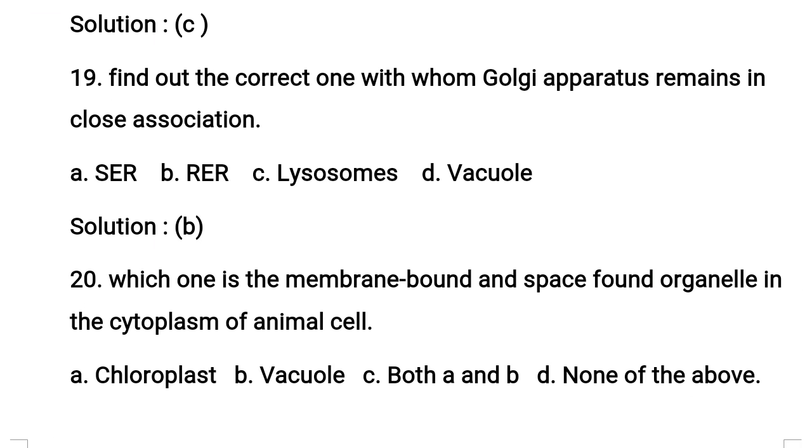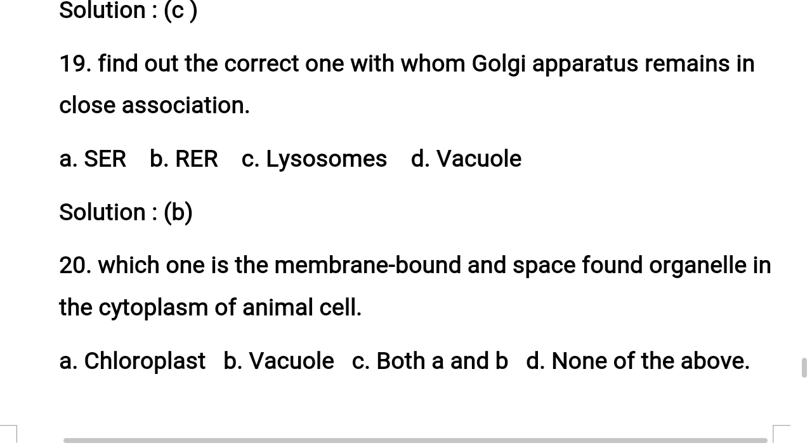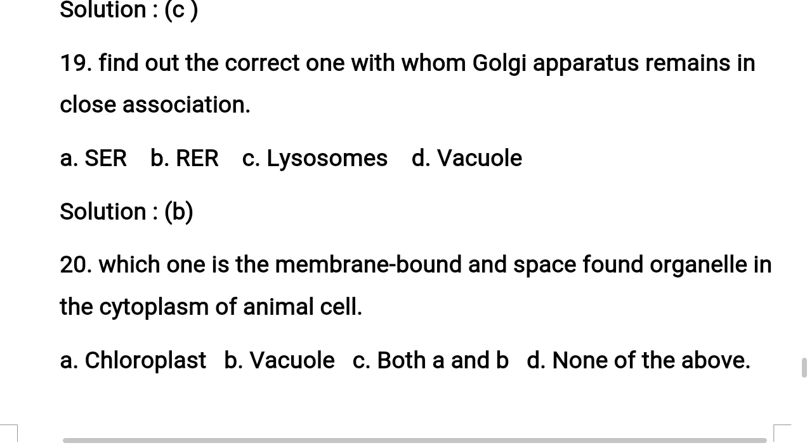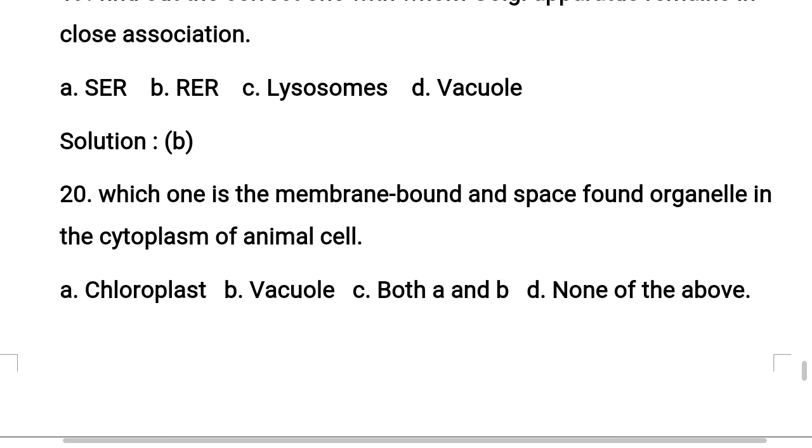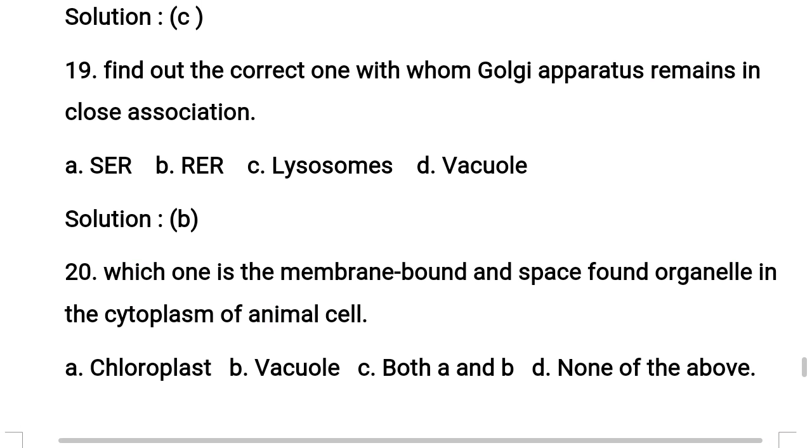So next, 19th question. Find out the correct one with whom the Golgi apparatus remains in close association. So this is also very important. Please make a note. Let's see the options. First of all, A: SER, smooth endoplasmic reticulum, B: RER, rough endoplasmic reticulum, C: lysosomes, D: vacuoles. So the correct answer for this question is option B, RER, rough endoplasmic reticulum.